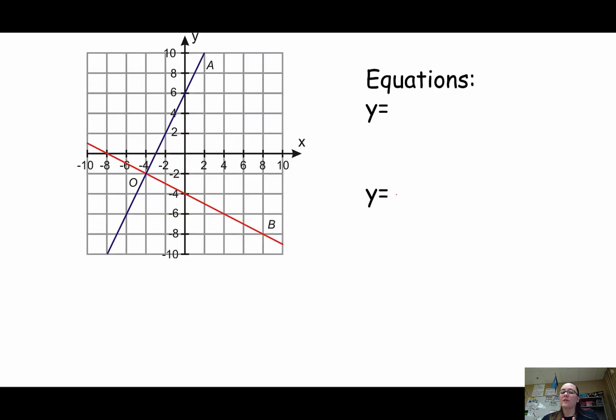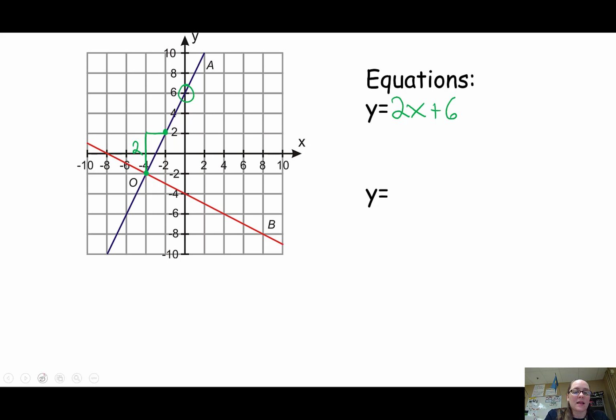Okay, so looking here, I've got this graph. I'm going to write the equation of both lines. So we got a nice point there and a nice point there. Count my rise, up 2, run 1. So I'm going to get a slope of 2x plus my y-intercept, which is the point right there, 6.